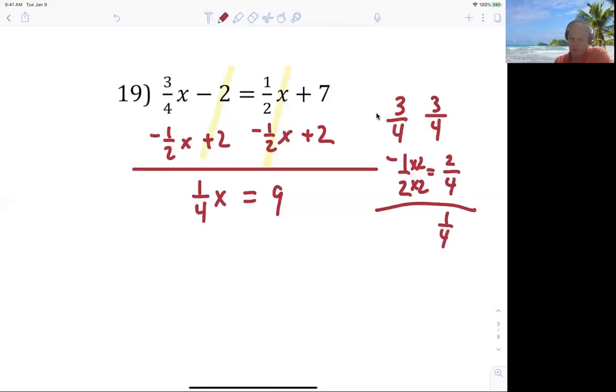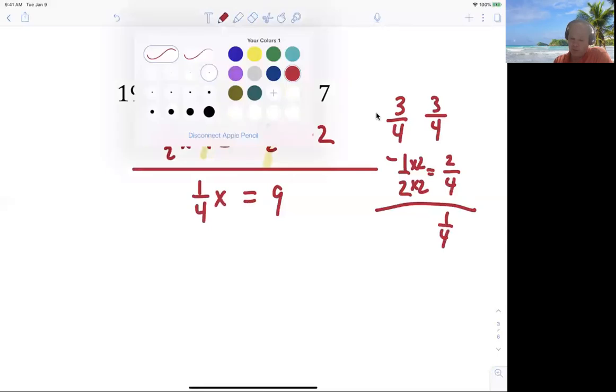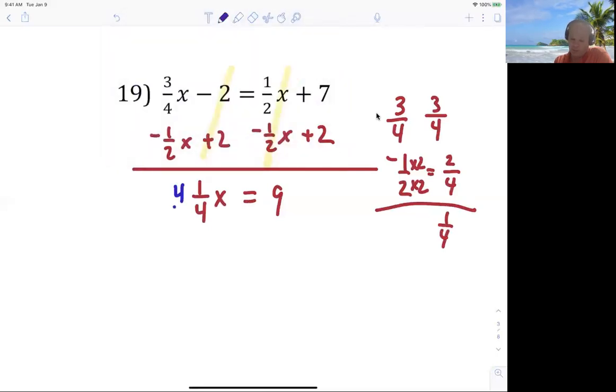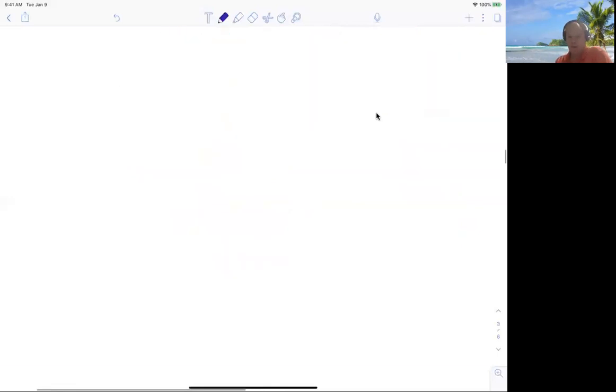Now how do I get rid of a fraction? Multiply by the reciprocal, we say. Reciprocal is 4/1. Technically, we don't need the over 1. Just multiplying by 4, these cancel. X equals 36. Okay. Next problem.